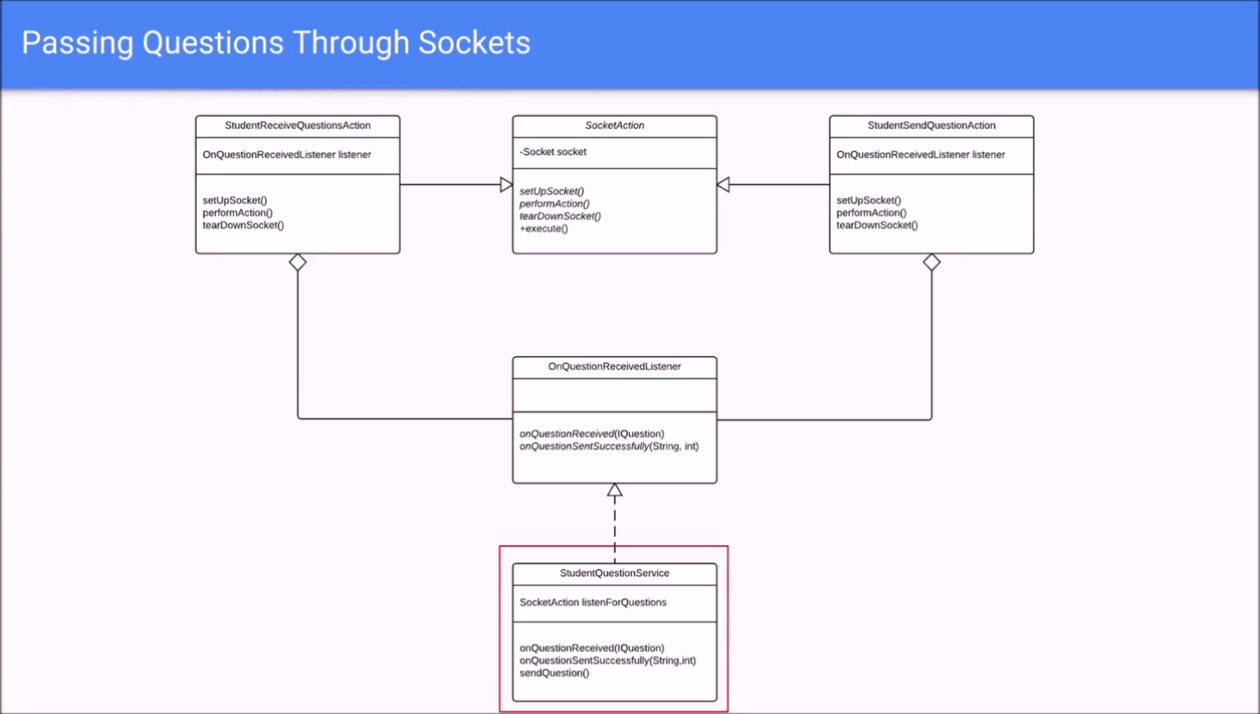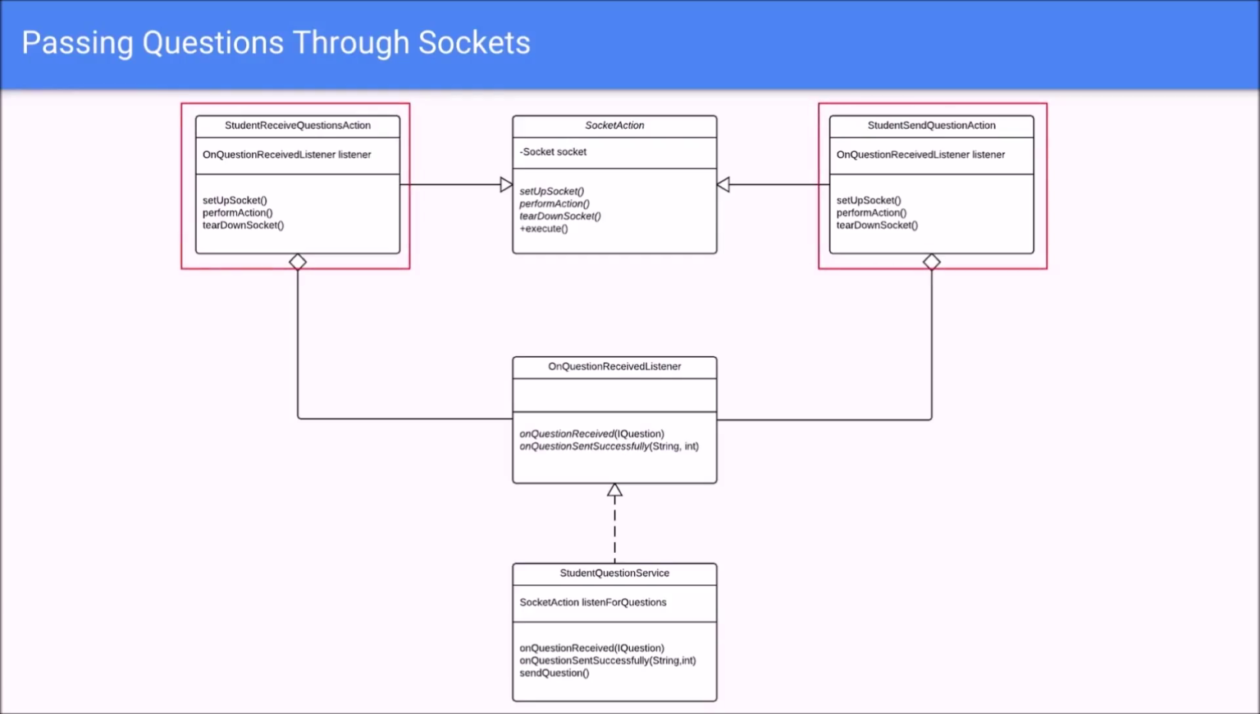questions across Java sockets, which would be these two classes here. They're being observed by the student question service so that they can notify whenever the question has been sent successfully or whenever the question has been received into the service.